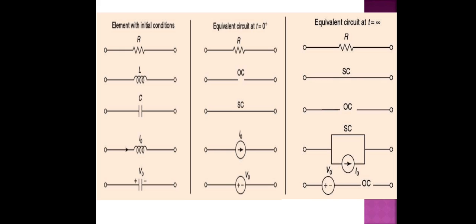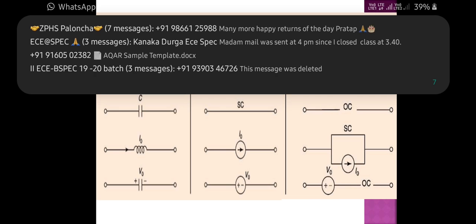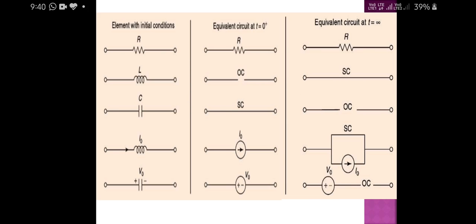You say that R, and the electrical equivalent circuit with t equal to 0 plus and t equal to infinity. If we come to the inductor, what happens? At t equal to 0 plus, the inductor acts as an open circuit and the maximum voltage will occur generally.